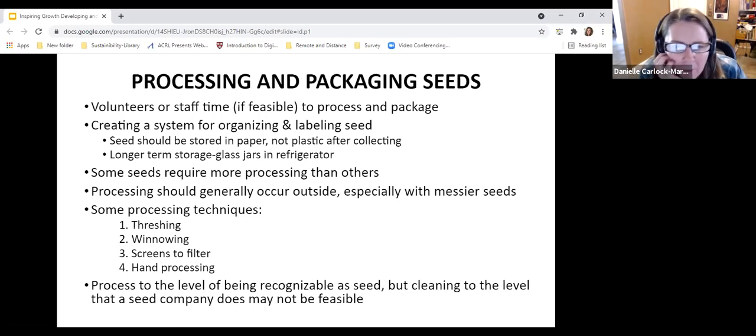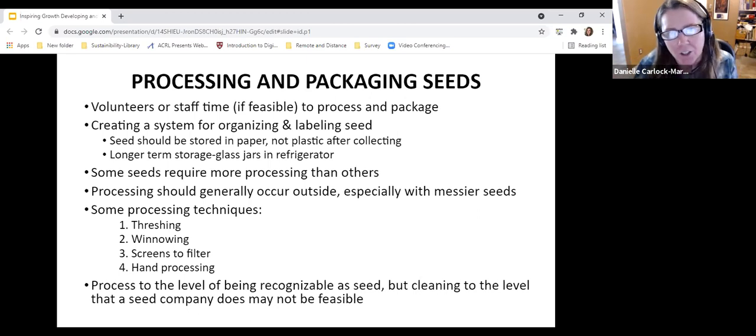So, some ideas about packaging and processing. There might be a possibility of getting volunteers involved, or students if you're at a higher education institution, or staff time if that's feasible, to do some of the processing and packaging. You'll need to have some sort of system for organizing and labeling the seed. I collect the seeds into paper bags. I let them dry for a few weeks, and then they're stored in glass jars in the refrigerator until they can be packaged up.